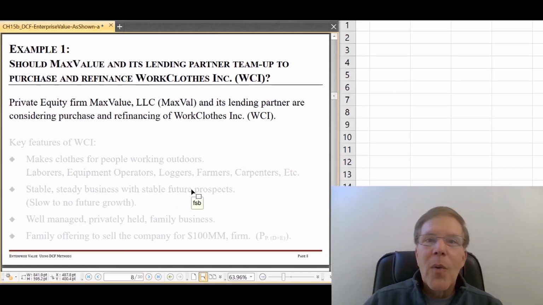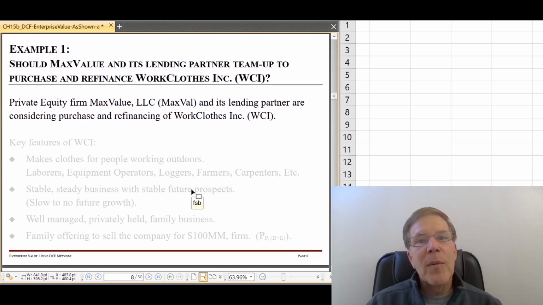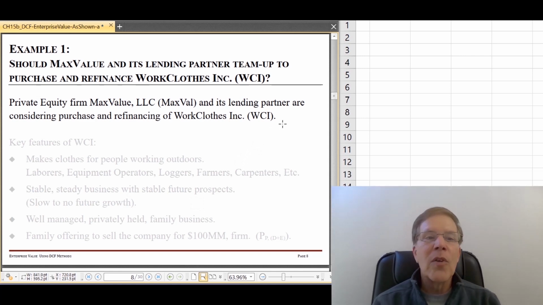Let's jump right in with an example. What I'd like to do is the same first example that we looked at in chapter 15a. And then, you guessed it, we're going to go on and do the second example that we looked at in 15a. And we'll do them both from an enterprise value perspective instead of from just an owner's perspective. All right, so let's start here.